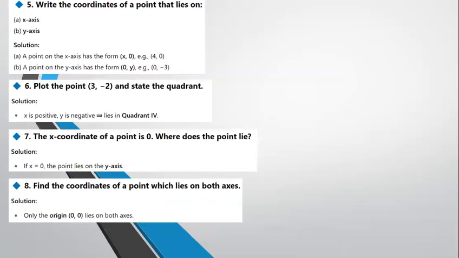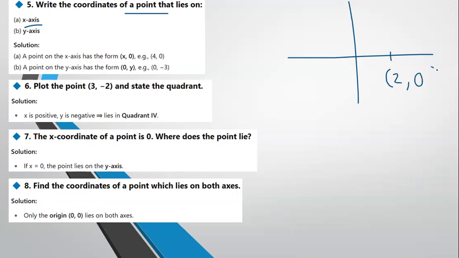Now let's look at further questions. Write the coordinates of a point that lies on the x-axis. So let's draw the coordinate plane first. We have to find the coordinates of a point that lies on the x-axis. If any point lies on the x-axis, suppose this point is of the form (2, 0). So here we can see this point is of the form (x, 0).